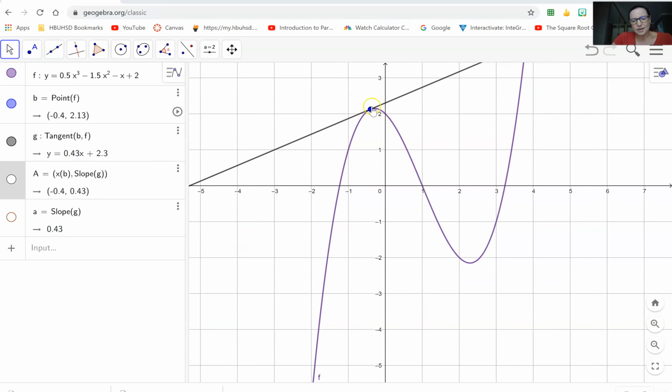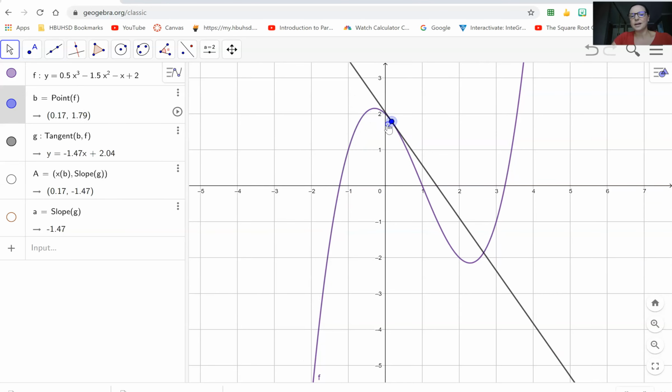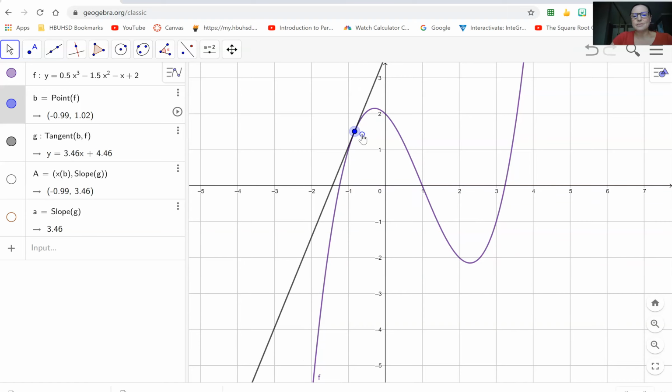Okay, so on this graph here, I have designated this point B to be a point that just travels along the curve. So as I click and drag this point, it never leaves the function. So it's a point on the function. And then I also have a tangent line to the curve at that point. And just like we saw in our last illustration, the slope of this tangent line is changing as I move the point around, because at each different point on the graph, the tangent line has a different slope. And that slope is showing us the instantaneous rate of change. It's showing us the derivative of the curve.